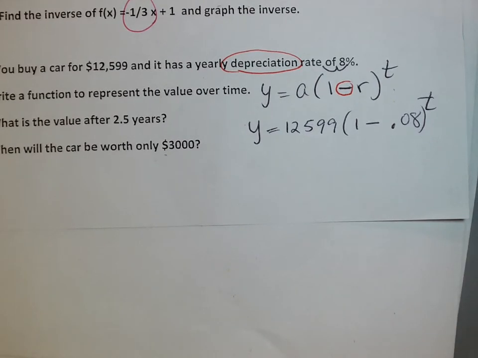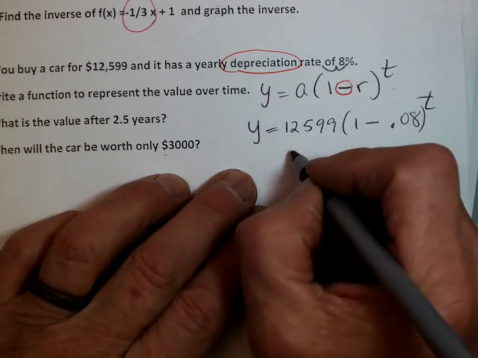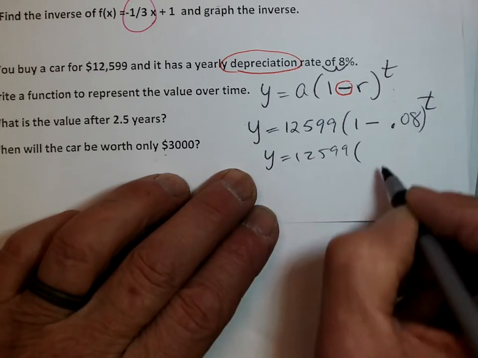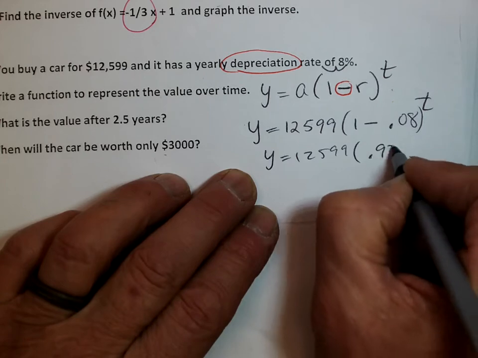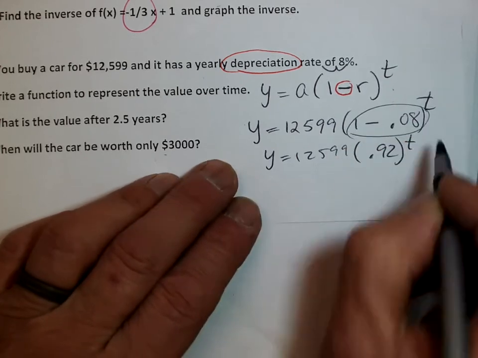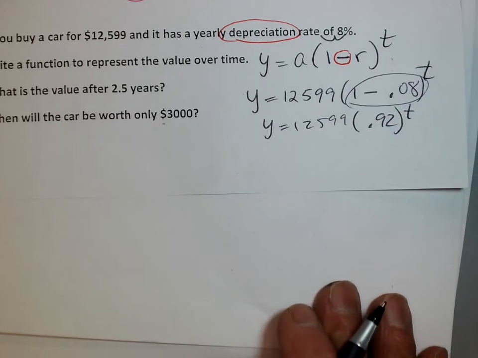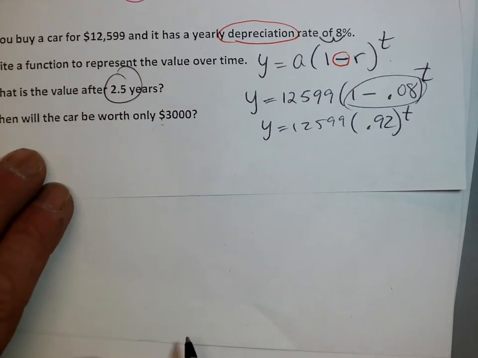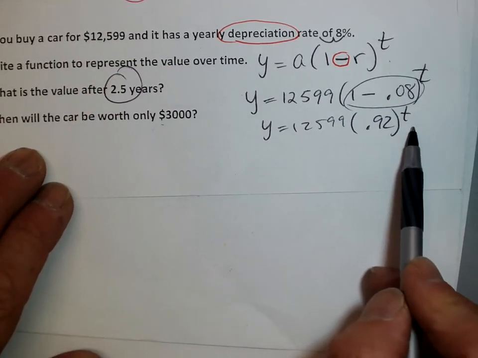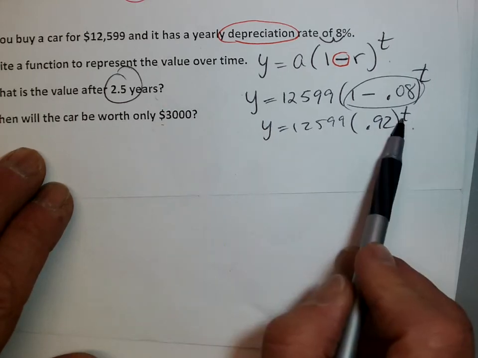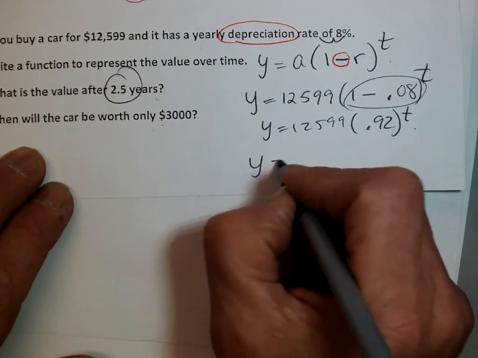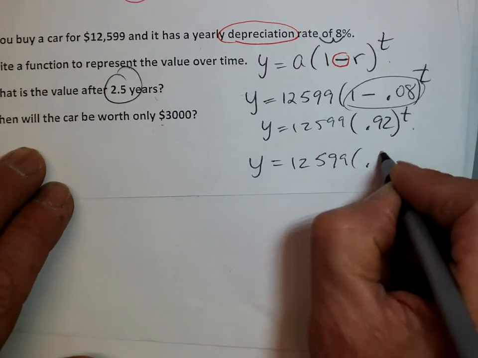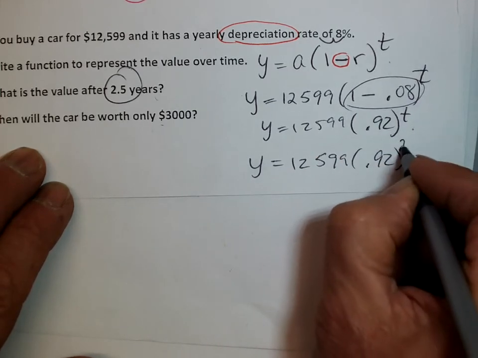If you want to get crazy and make it y equals 12,599 times 0.92, same answer, right? Okay, now, value of the car after 2.5 years is a time, right? You guys agree with that? It's a time. So I'll put 2.5 there. So I'll go y equals 12,599 times 0.92 to the 2.5 power.